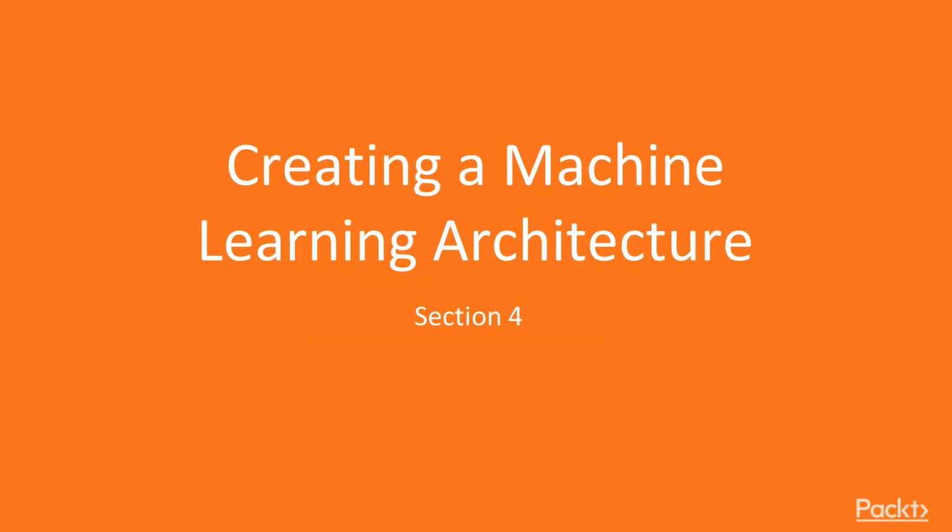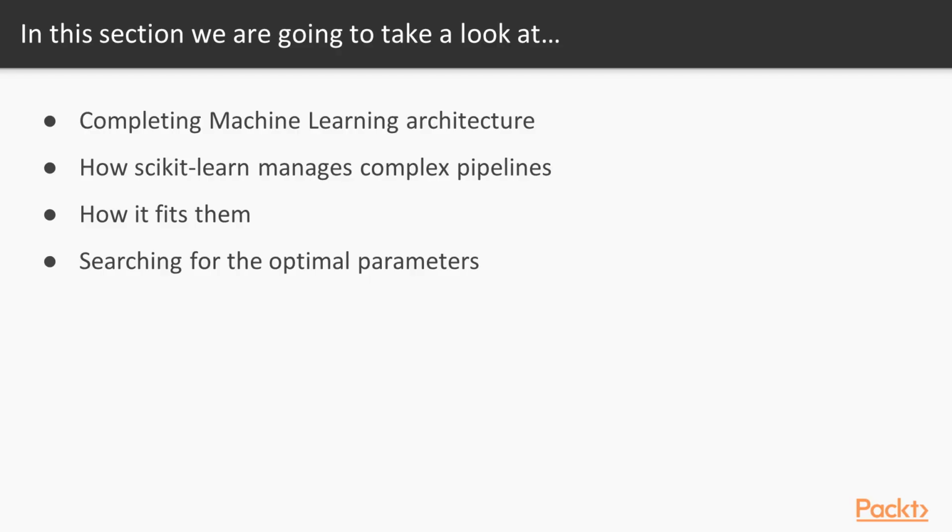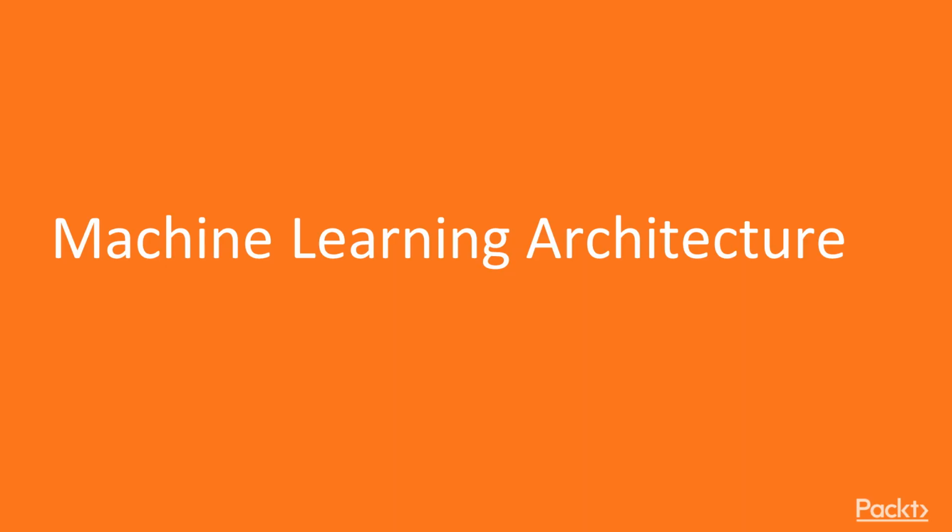Hi everyone, welcome back to the last section, Creating Machine Learning Architecture. In this section we will be defining a complete machine learning architecture that is able to pre-process the input data. We're also going to show how scikit-learn manages complex pipelines and how it's possible to fit them and search for the optimal parameters in the global context of a complete architecture. Now we move on to the first video of this section, Machine Learning Architecture.